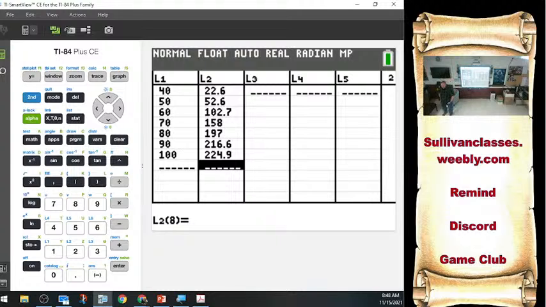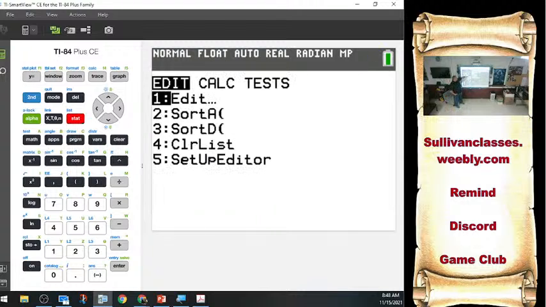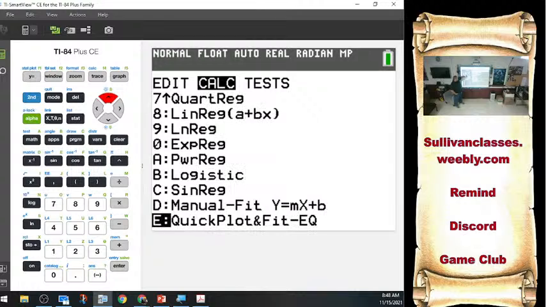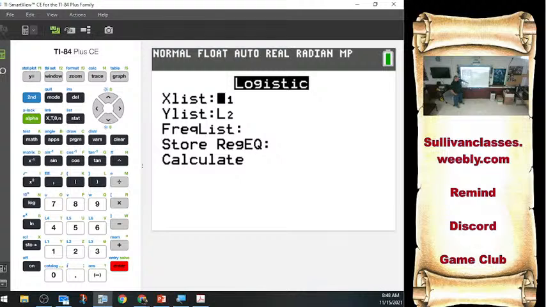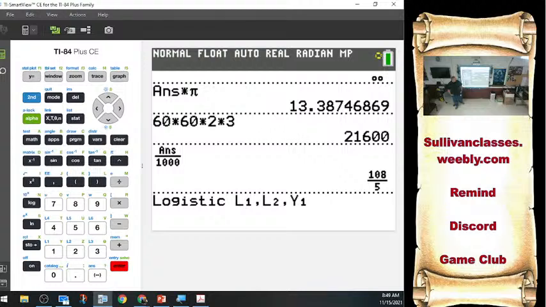I got data in. I want logistic regression because it specifically asked for a logistic model. So head over to calculate, find logistic, just like we've done how many times with other things. Store it in Y1 so you don't have to retype it, especially a logistic model because it's really gross typing it. Calculate, and remember, let it think. Don't come up and poke it a bunch while it's trying to do stuff.